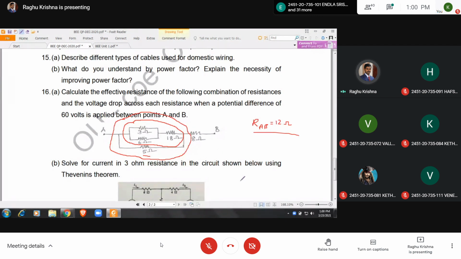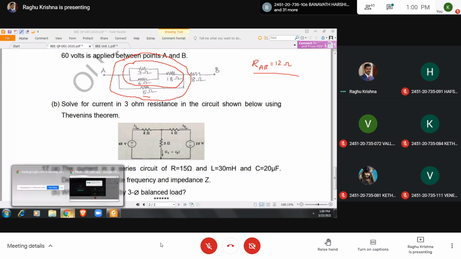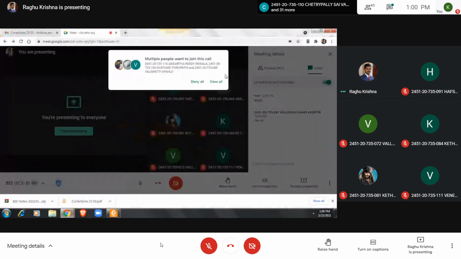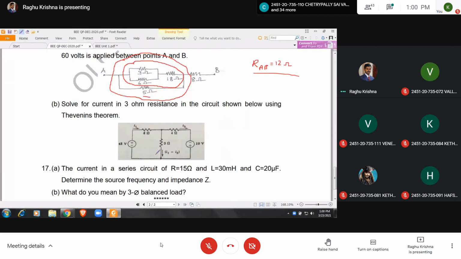So next, solve for current in the 3 ohm resistance in the circuit shown using Thevenin's theorem. So you can easily do it. Here you must be careful with the polarity. Okay.